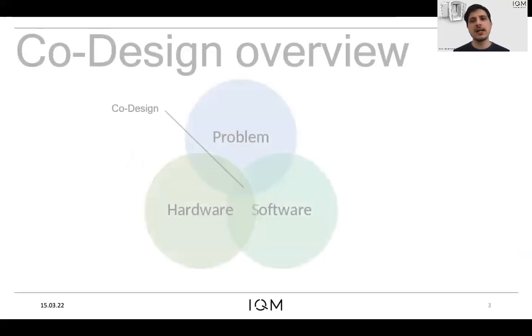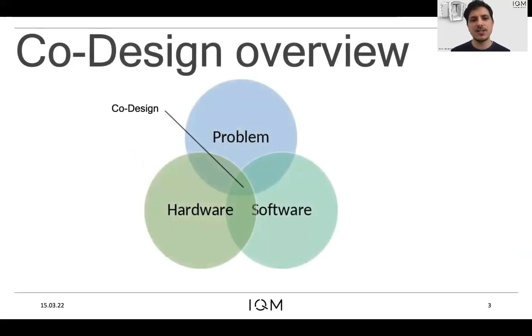So what is co-design? Co-design is mainly about tailoring your hardware and your software towards your specific problem instead of choosing a more generic approach for every problem. So this way we can make the most of our quantum computer.